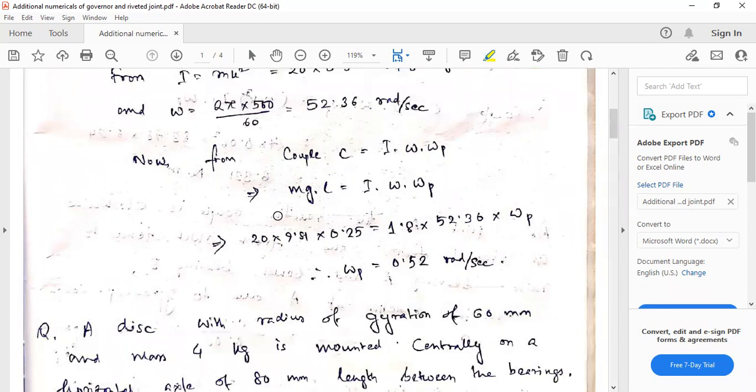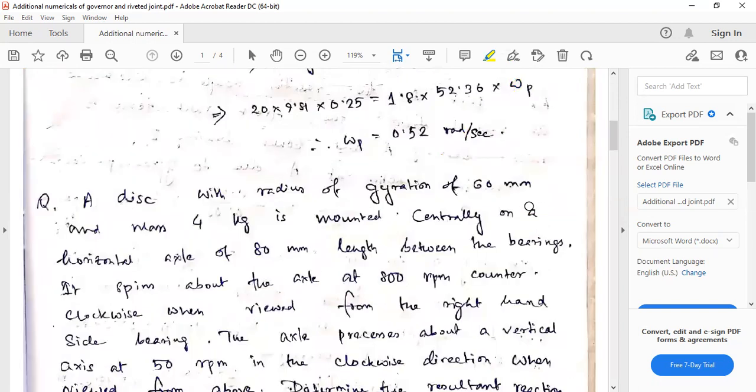So we can now calculate by putting the values here. C equal to I omega omega p. m is 20, g is 9.8, L is 0.25 meter. I we have got as 1.8, omega is 52.36. So from here we can get omega p. Let's look at the second problem.